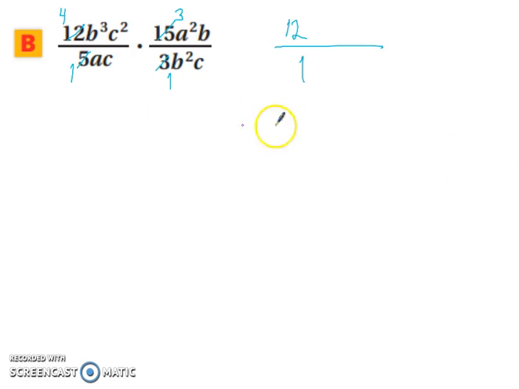And now we can do our variables. So let's start with letter A. We have A squared on the top and an A on the bottom. When we divide like bases, we subtract their exponents. So this is like A to the first. So 2 minus 1 is 1. So we're left with an A on the top. Now let's do our B's. We have B to the third and B, giving us a total of B to the fourth on the top. And we have a B squared on the bottom. So 4 minus 2 is 2. So we're left with a B squared.